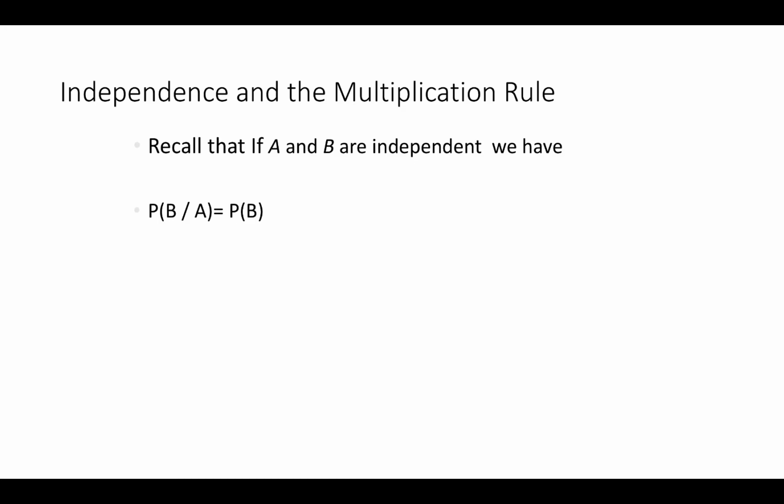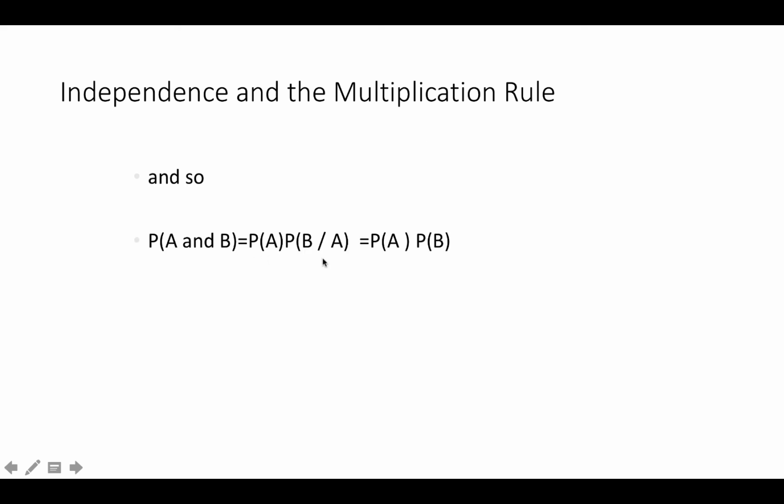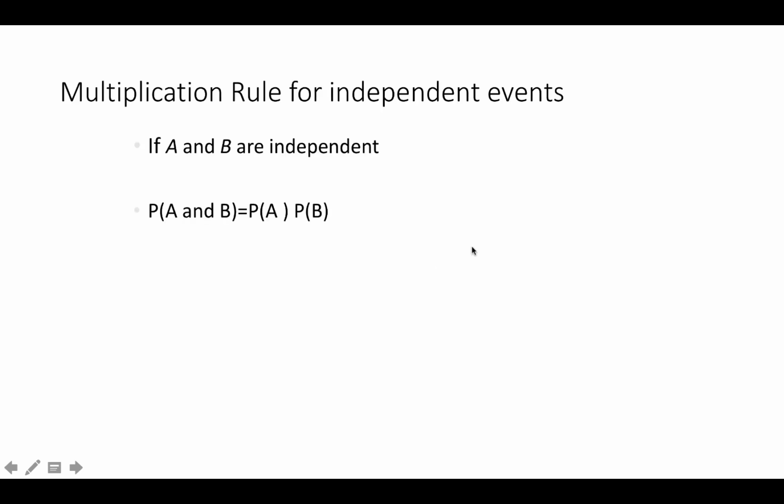Recall that if two events are independent, the conditional probability of B given A is just the probability of B. So this affects the multiplication rule if the events are independent. In this case, you get this form. If A and B are independent, here's your multiplication rule. There's no conditional probability involved. Recall that's because the fact that event A has occurred doesn't affect the probability of B.